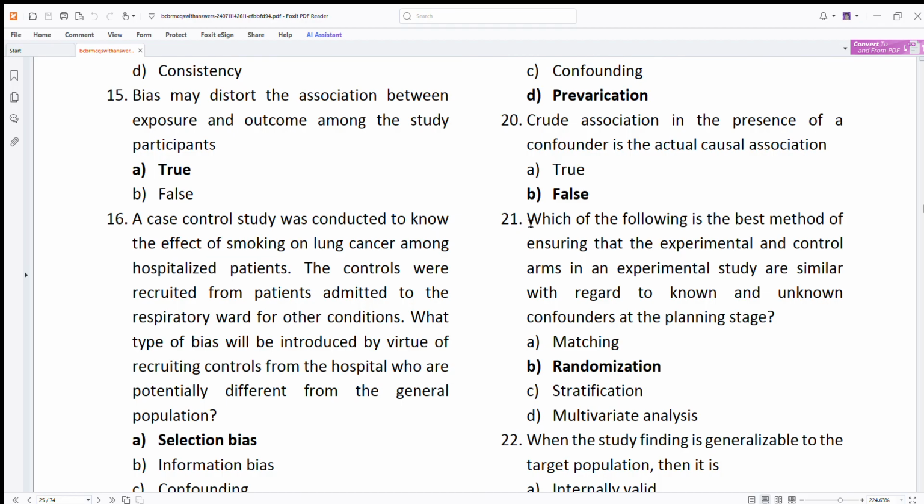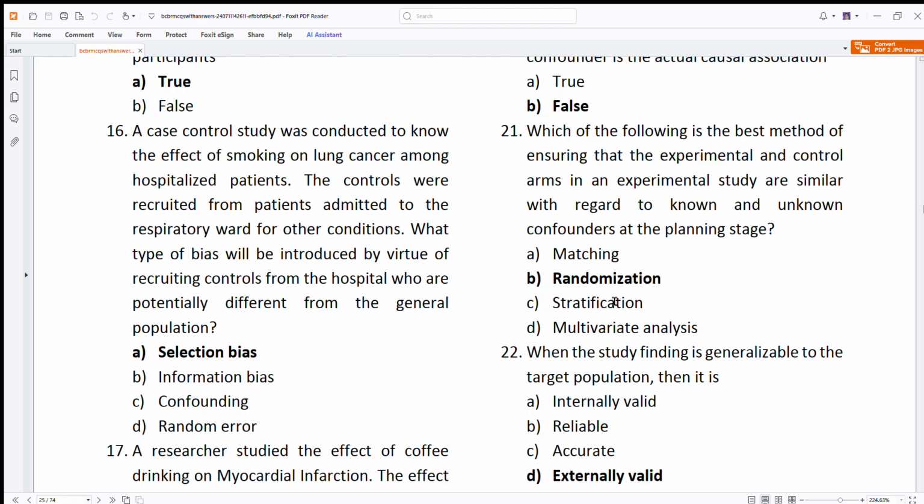The best method of showing that experimental and control arms in an experimental study are similar with regard to known and unknown confounders: yeah, randomization is the best thing. That is why randomized control trials have so much weightage, the highest level of evidence. Obviously, I know you will say, sir, it's not. I know that's true. Systematic review and meta-analysis are the highest level of evidence, but randomized control trial is just below them. If systematic review and meta-analysis is the first, second is randomized control trial.